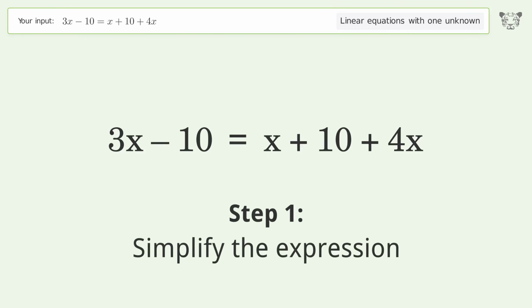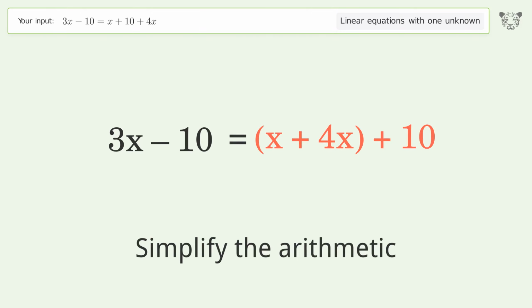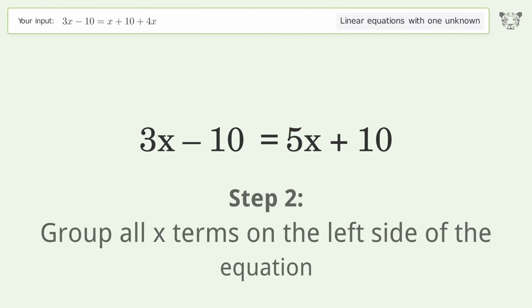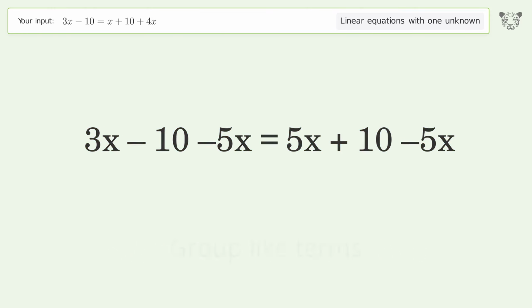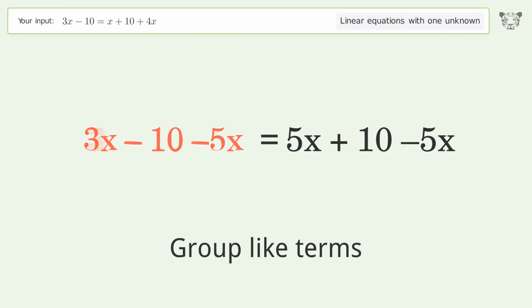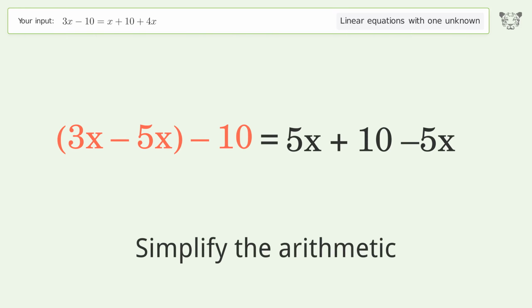Simplify the expression. Group like terms. Simplify the arithmetic. Group all x terms on the left side of the equation. Subtract 5x from both sides. Group like terms. Simplify the arithmetic.